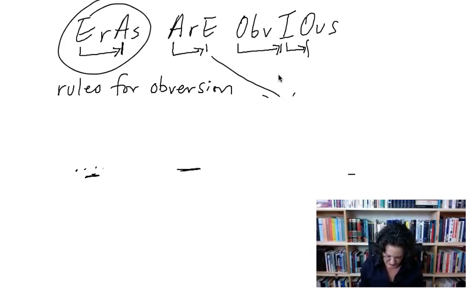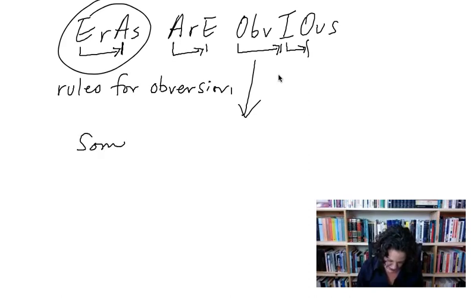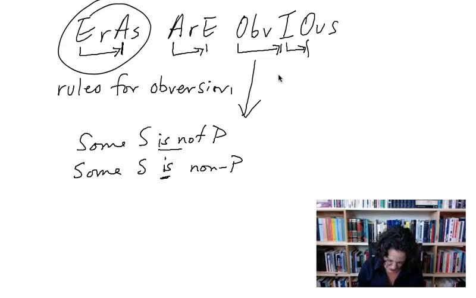Let's do O to I. So the O statement says some S is not P. When we obvert this, it's going to say some S is non-P. So notice what we're doing. Is not is changing to is. P is changing to non-P. So we're shifting the negative over to the predicate term here.